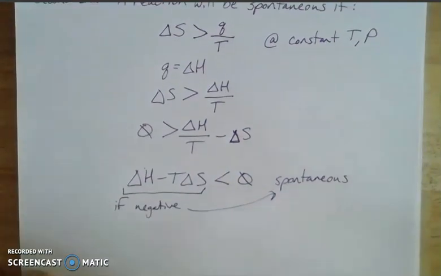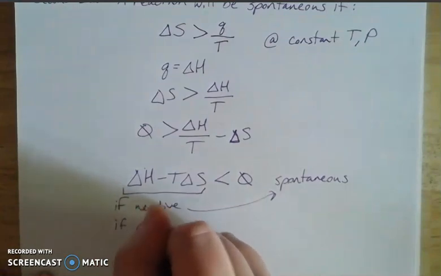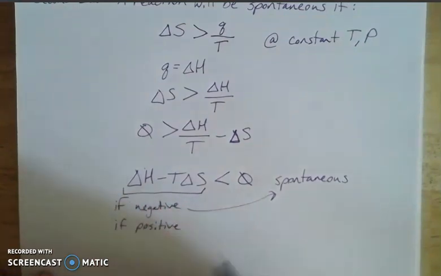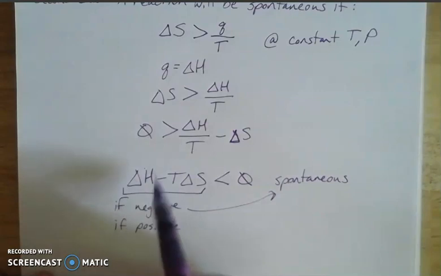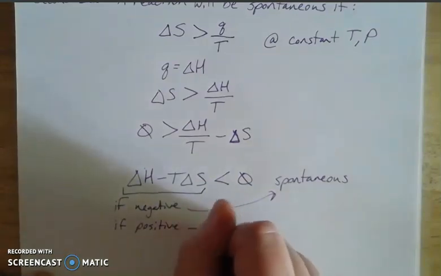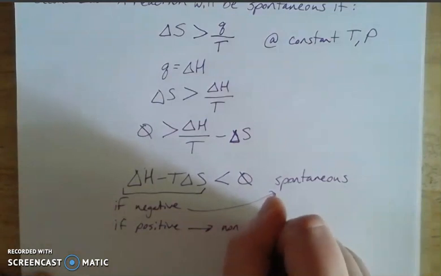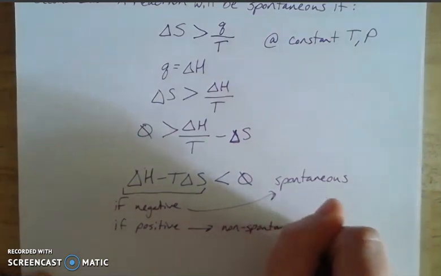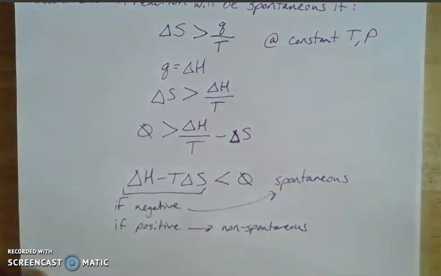So that means that if that whole quantity is positive, so if we calculate this out, we have our delta H for the reaction. We know our delta S for the reaction because we can look that up in thermodynamic tables. If we know the temperature at which it's occurring, if it's positive, then the reaction is non-spontaneous. Which doesn't mean that it can't happen. It just means that we're going to have to do something to it. We're going to have to put energy into the system in order to make it go.